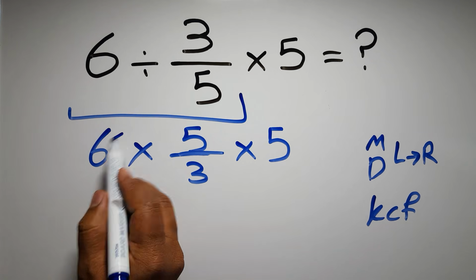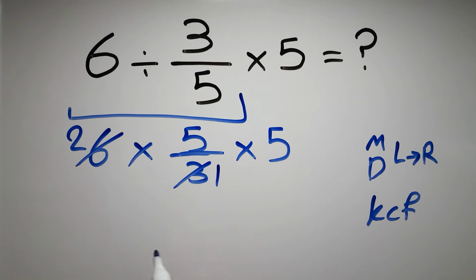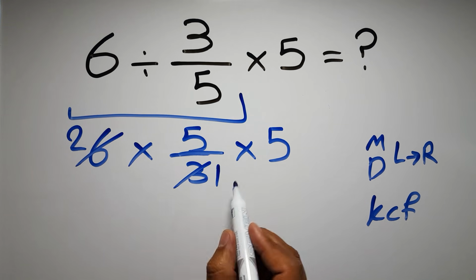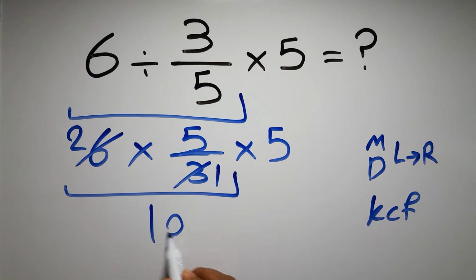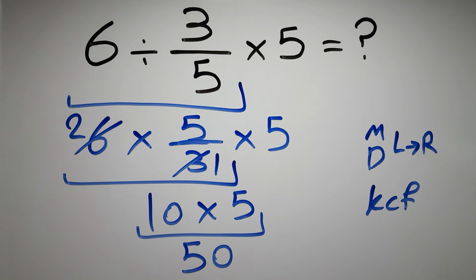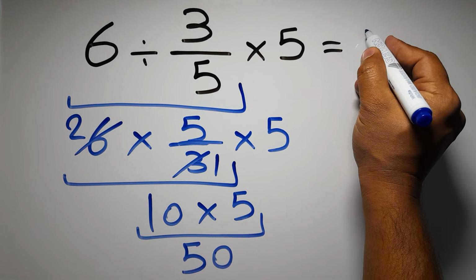6 divided by 3 gives us 2. And 3 divided by 3 is just 1. So we have 2 times 5 times 5. 2 times 5 gives us 10. And 10 times 5 is just 50. And this is our final answer to this problem. The correct answer is 50.